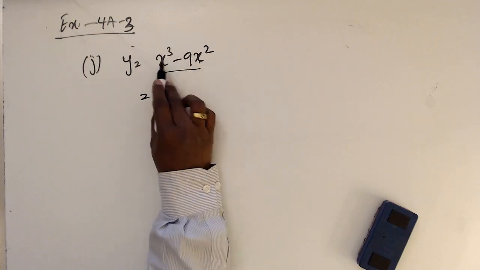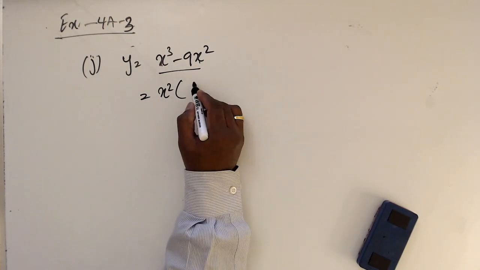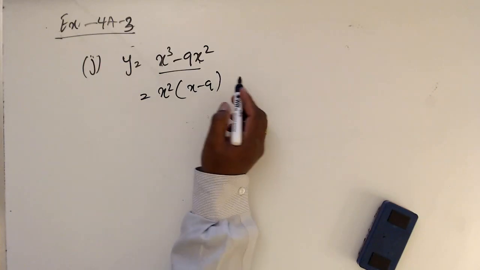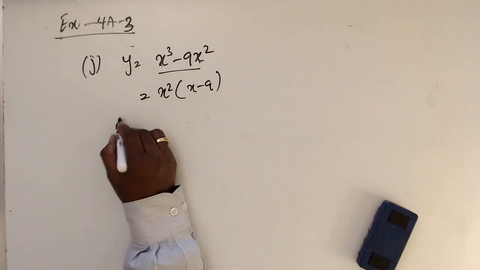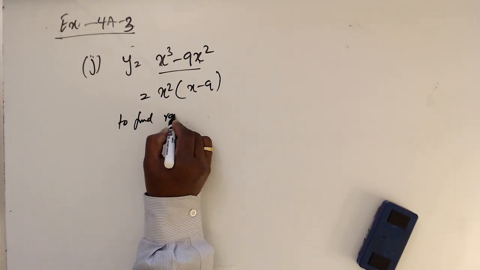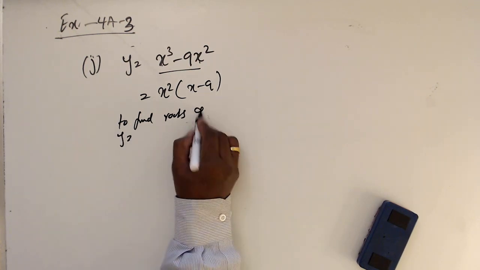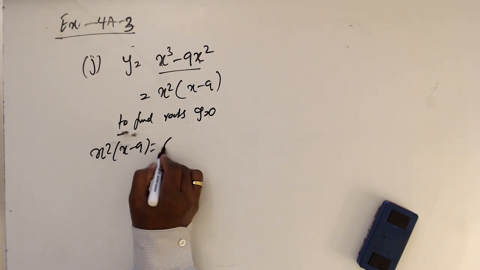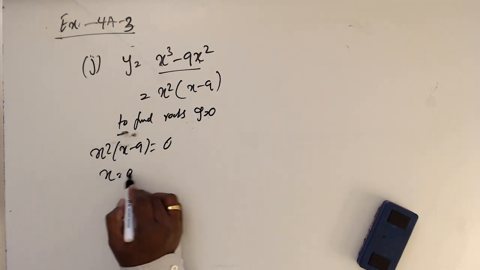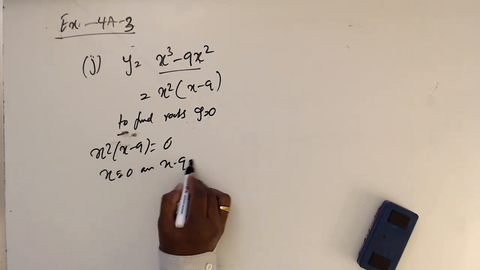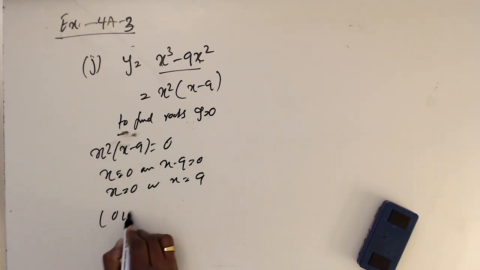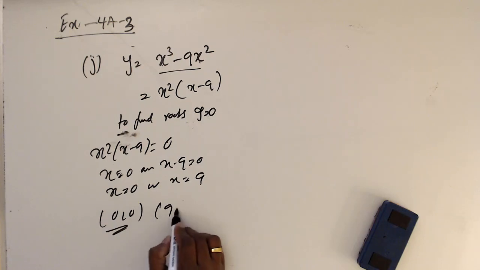Part J, the last part. I can see x² is common. I can take x² out, then this leaves x − 9. And that's all. To find the roots, y equals 0, then x²(x − 9) = 0, so x = 0, or x = 9. (0, 0) is a repeated root, and (9, 0).